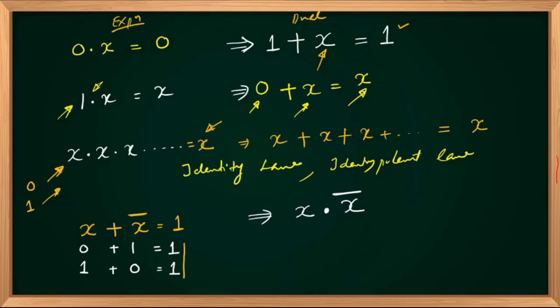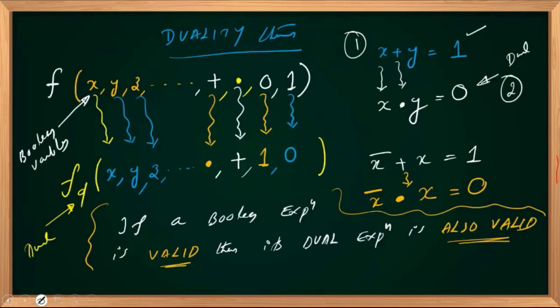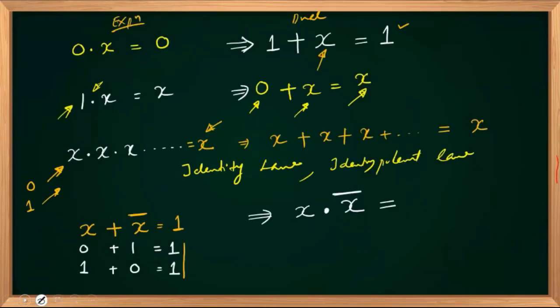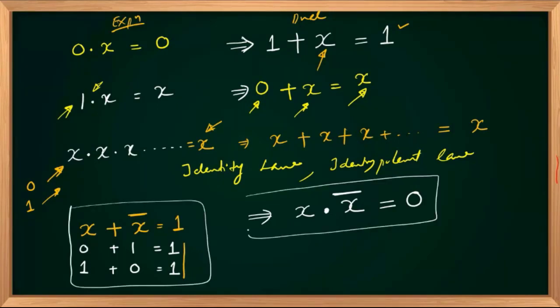I'm taking the dual expression. Equality, same sign. Right hand side, I have 1. If you're taking the dual of logic 1, you should replace that 1 with a logic 0, as we discussed. So this will be 0. So this is valid, and its dual expression is also valid. So these are the identities in Boolean algebra.